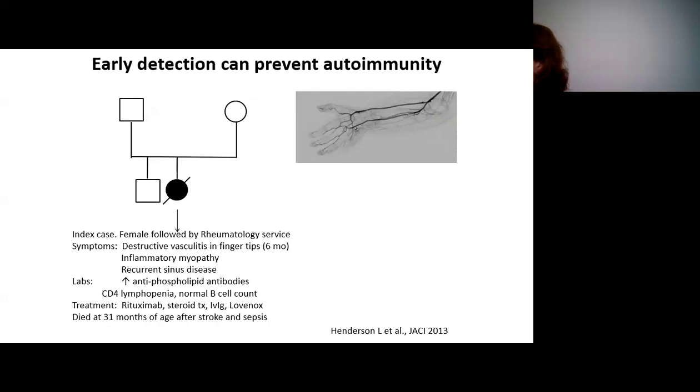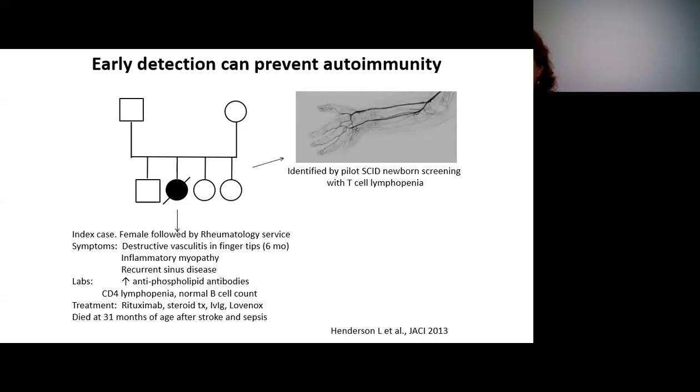And there was some immune phenotyping going on. They found that the patient had CD4 lymphopenia and a normal B cell count, and had repeated treatment with rituximab because of the presence of antiphospholipid antibodies. She got steroids, IVIG and Lovenox, and she died at 31 months of age after a stroke and sepsis. And this was back in 2007 and 2008 when I was a fellow there, and there was no apparent thinking of genetic testing at that time, even in the best institutions.